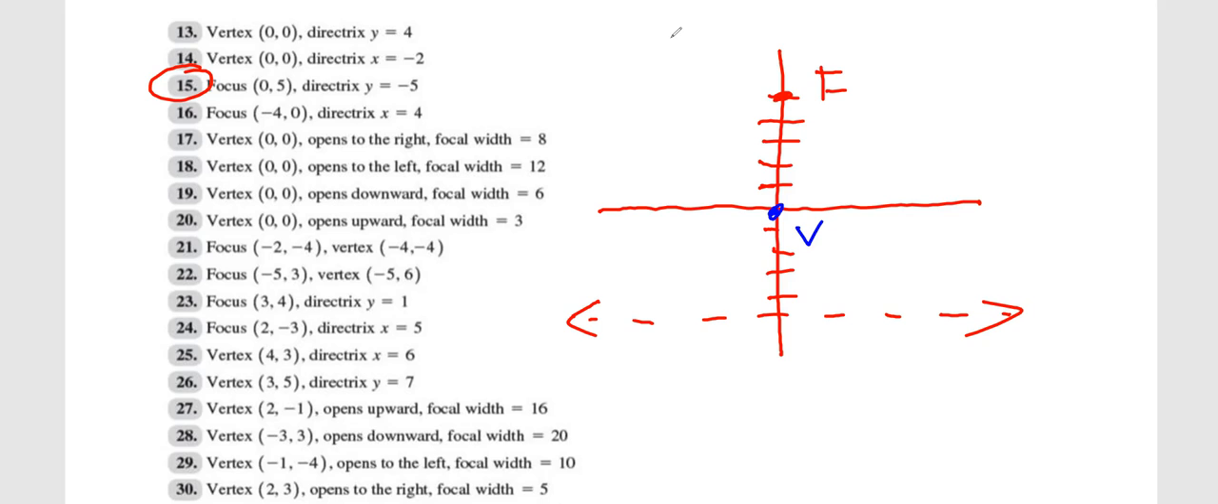Which way does this open? Up, down, left, or right? It opens up. So we do know this. Do you know the value of p? 5. Good call. The distance from the focus to the vertex, or from the vertex to the directrix.